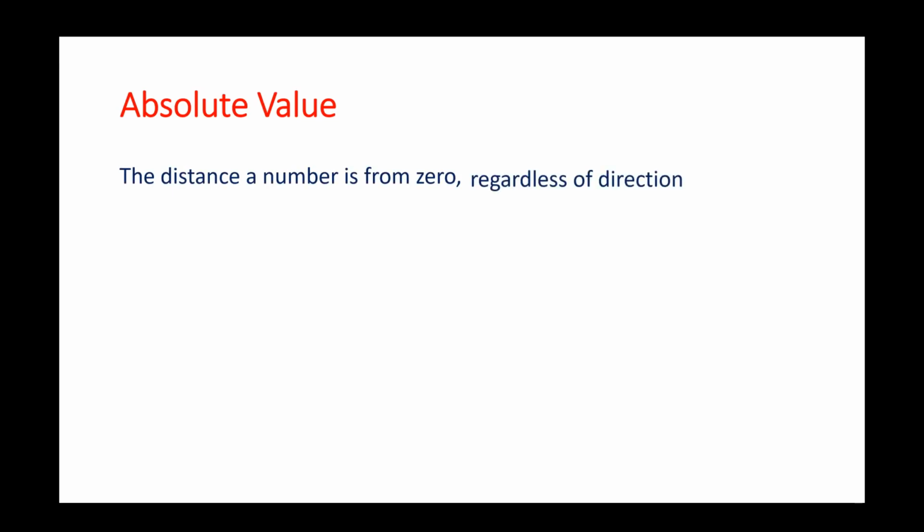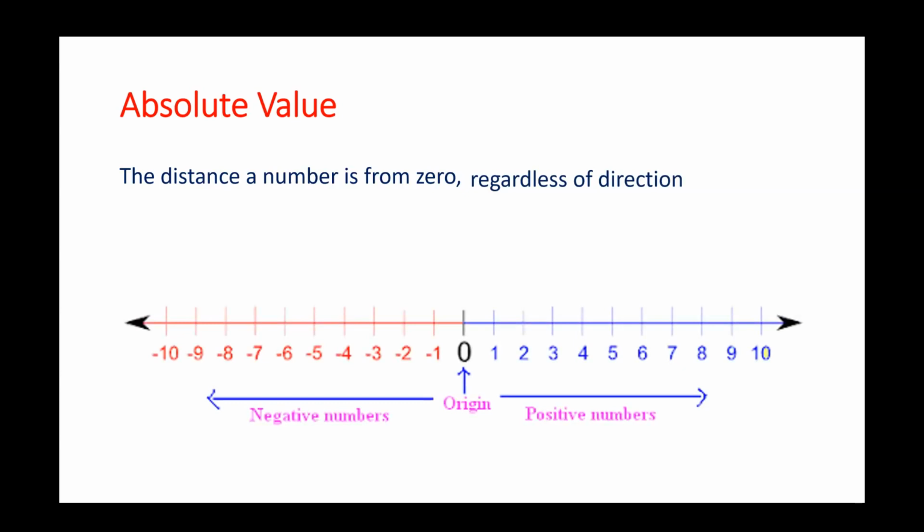This is a real-world example of absolute value. Absolute value is the distance a number is from zero regardless of direction. So, for example, we need to take 4 steps to the left to go from 0 to -4. We go 4 steps to the right to go from 0 to +4. -4 and +4 are the same distance from 0.